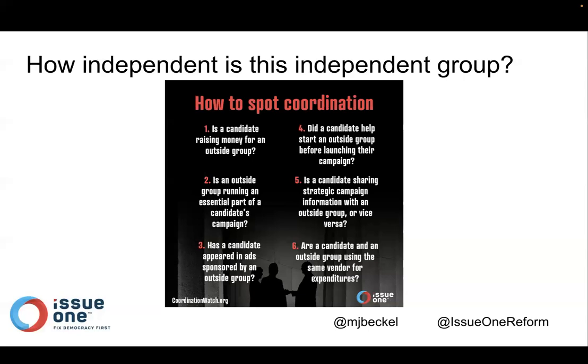And another key area that the Coordination Watch project focuses on, and you should keep in mind as you pay attention to the coordination issue, is a candidate and an outside group using the same vendor for expenditures. So firms can work for candidates and independent groups, but when that happens, there are supposed to be firewalls in place. If the same person is signing the ad buy for the candidate and for the outside group, you might question how real or robust that firewall actually is. So that's a great thing to keep in mind when it comes to the activities of outside groups as well.